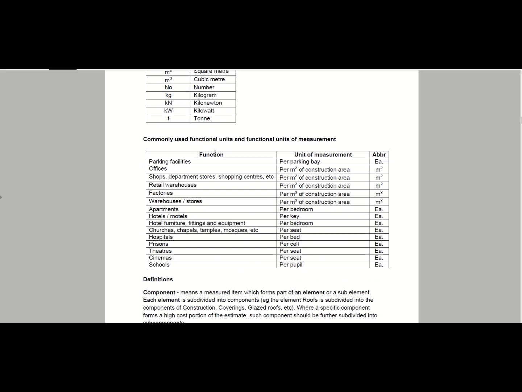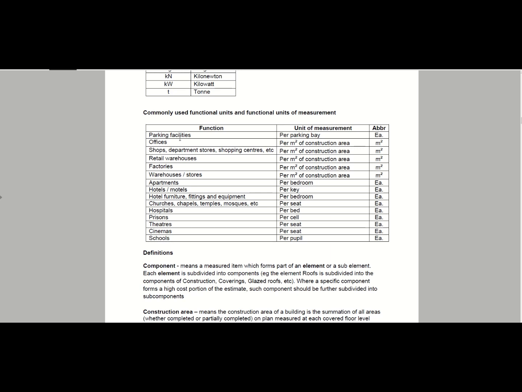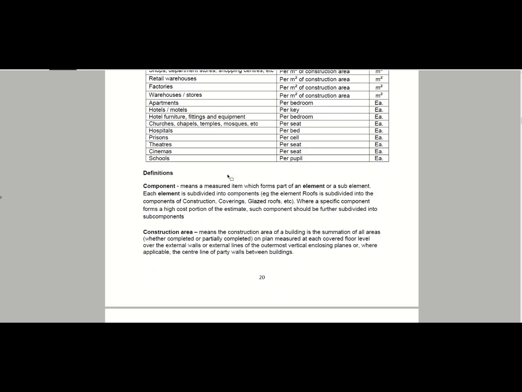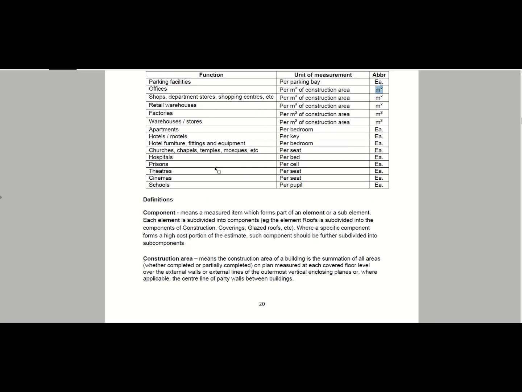Commonly used functional units. Just a nice explanation is parking facilities, like an extra addition, and square meter. This is not too important, so don't confuse yourself with all of these items here. So this is actually for each, apartments, etc.